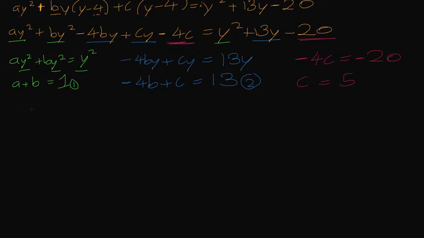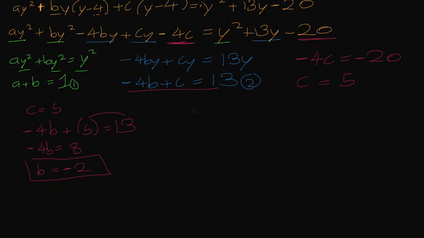So we can sub c is equal to 5 into our second one. So minus 4b plus 5 is equal to 13. So we'd have minus 4b is equal to, take 5 and it'll be minus 5, so we get 8. Minus 4b, so 8 divided by minus 4 would be equal to minus 2.